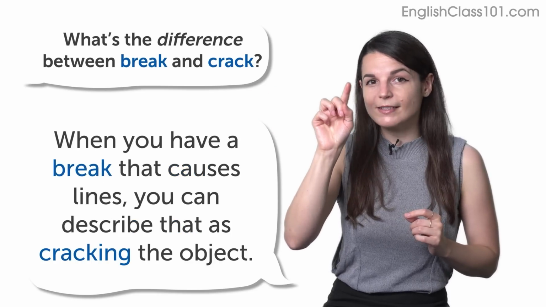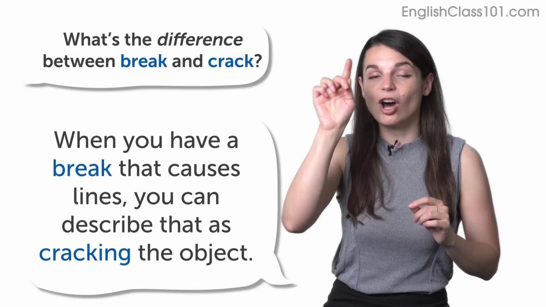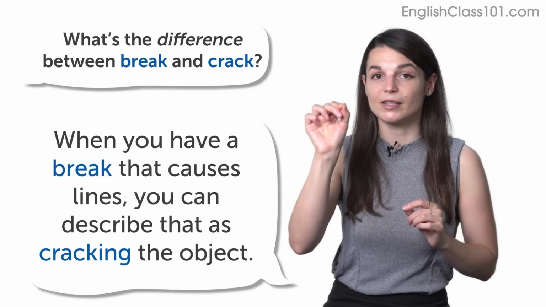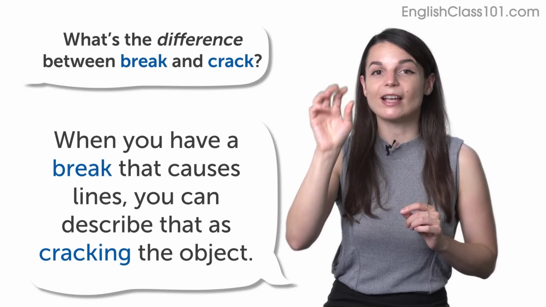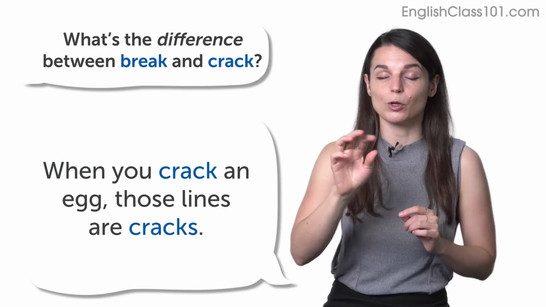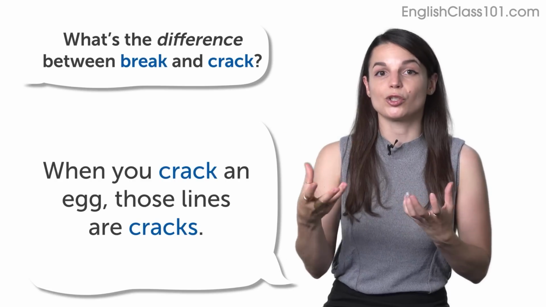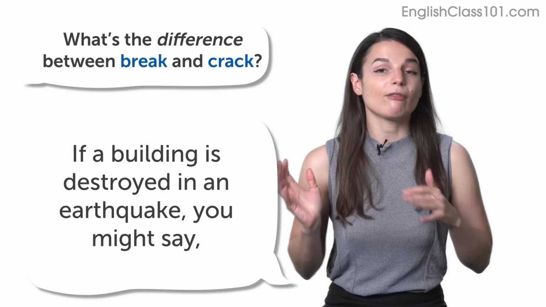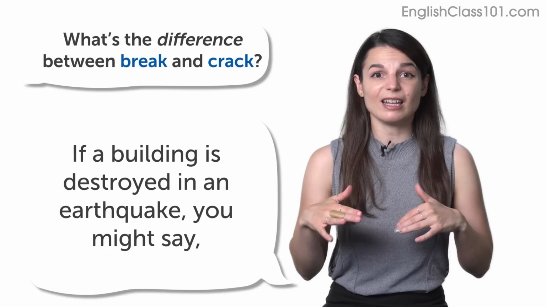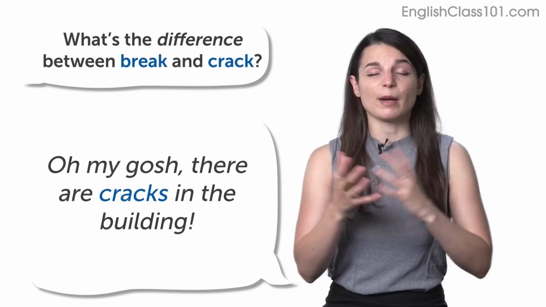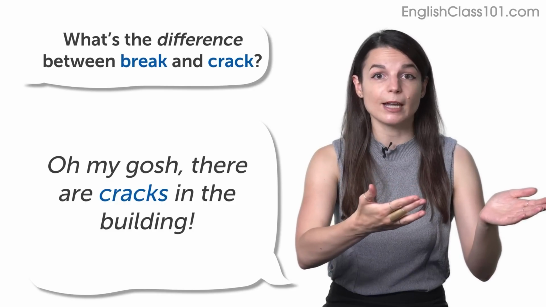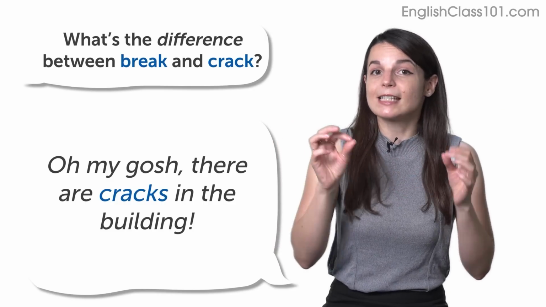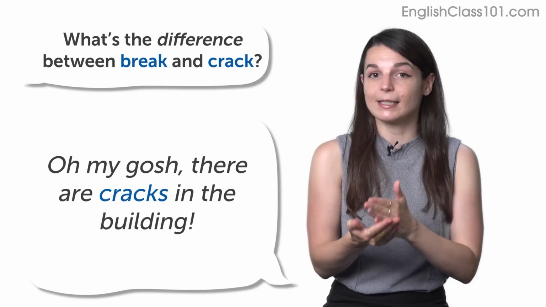So when you have some kind of break that causes those lines to appear somewhere, you can describe that as cracking the object, or you can use the noun, as I did, to describe those lines as cracks in the object. For example, if a building is destroyed in an earthquake, you might say, oh my gosh, there are cracks in the building. So that's a specific type of destruction or a specific type of break.